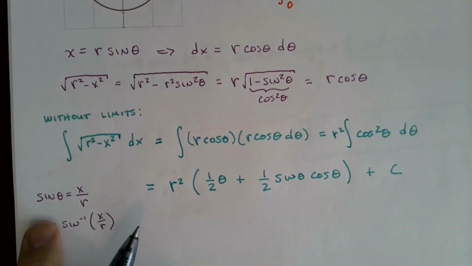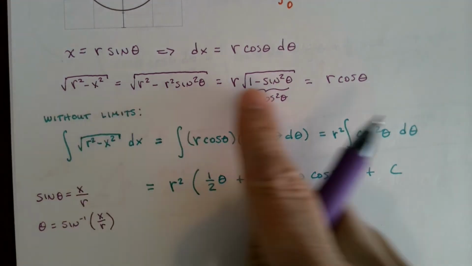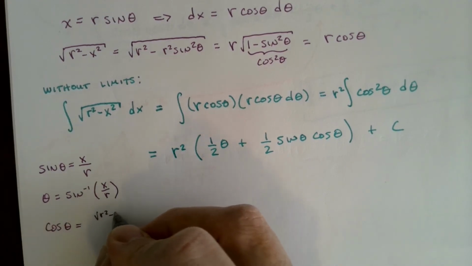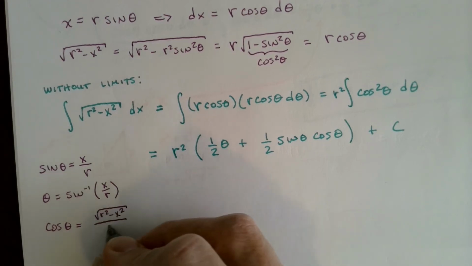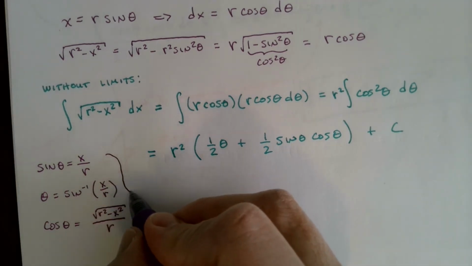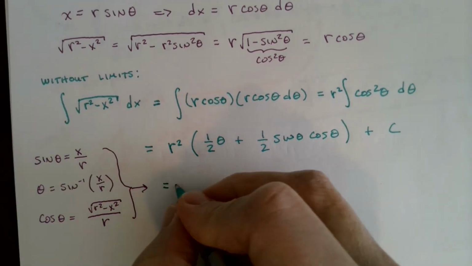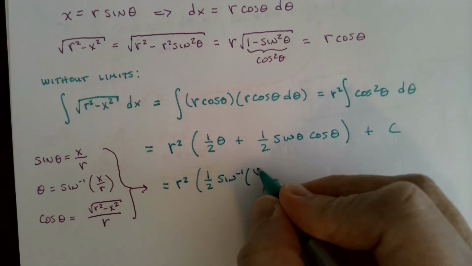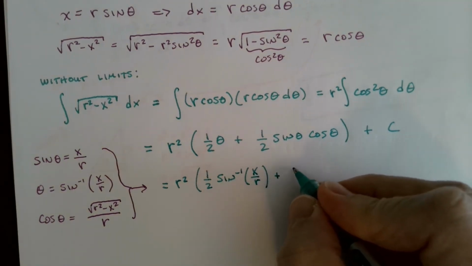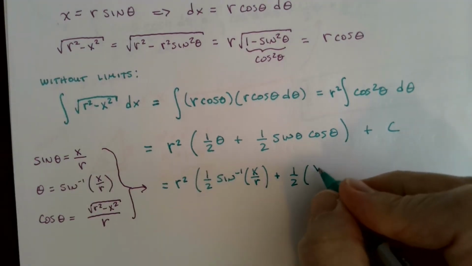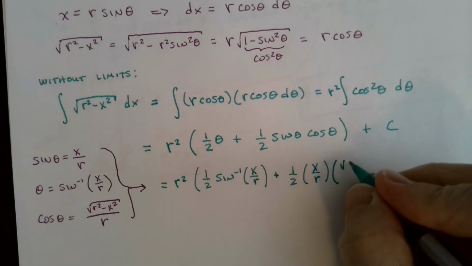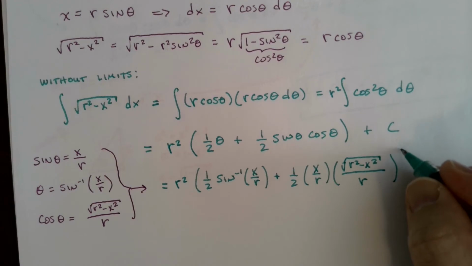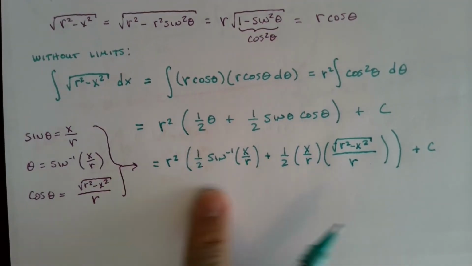And we also know cosine theta. I mean, I could draw my right triangle from this and get cosine theta, but I see it here. All right, this is equal to r cosine theta. So if I divide this by r, I'll get cosine theta. So cosine theta is square root of r squared minus x squared, all divided by r. Okay, so with this information, we get that this is r squared times 1/2 sine inverse x over r plus 1/2 sine theta is x over r times cosine theta, plus c. Don't forget the r squared is multiplying everything through here. Okay.